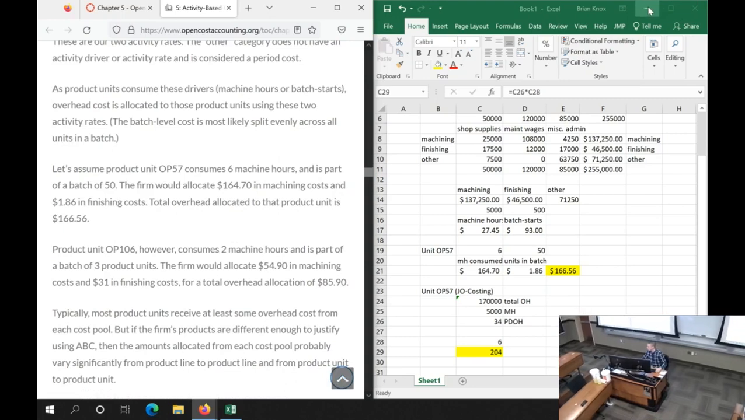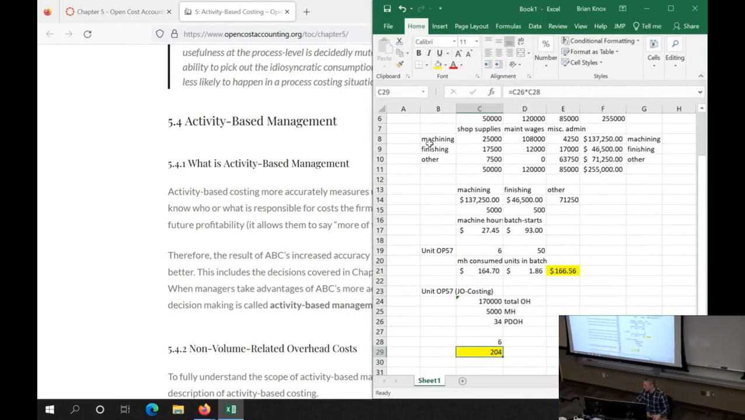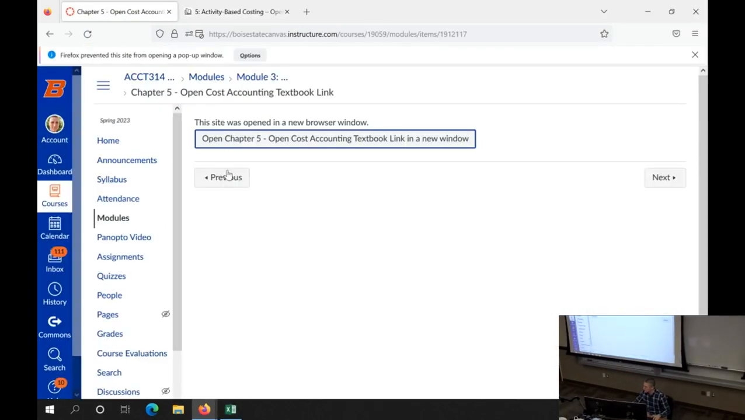All right, let's do some problems. And we'll actually come back to that Excel file, but we'll do that later.